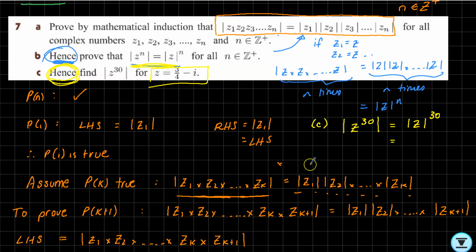Yes, so then let's just do it. I'm running out of room here, but down the side, you can actually work out what the modulus of Z is. That's 3/4 squared plus minus 1 squared, which is 1 squared, all rooted. Snag that in your calculator. Yeah? And then this answer you just take to the power of 30.